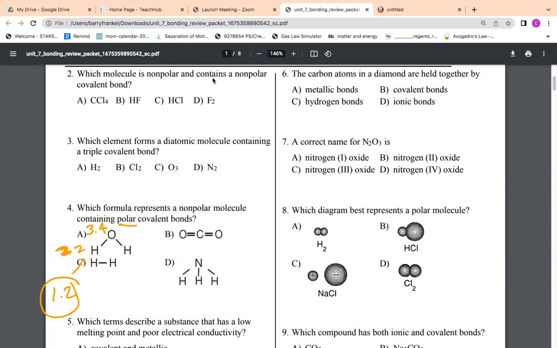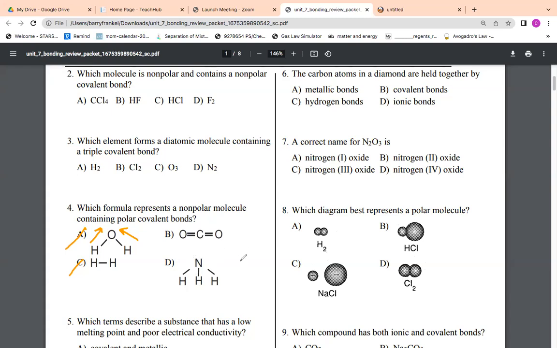But the problem is that because of the shape of water, we have partial charges. The negative charge is brought up towards the oxygen. This molecule is bent. It is asymmetrical. If something is asymmetrical, it means that overall it is polar. So A is out, and again, C is out.